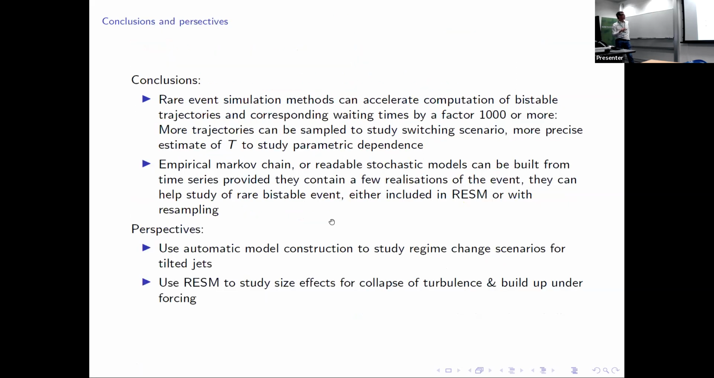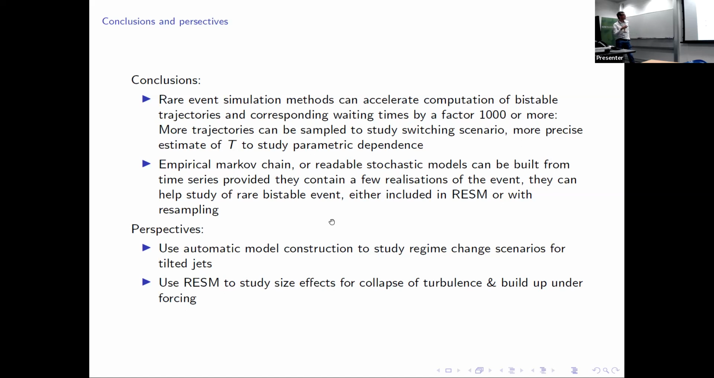So first, to say that rare event simulation methods can be used to quite drastically accelerate the computation of bistable trajectories in turbulent flows. So for the plane flow problem, I said that I have an acceleration of a factor of 10,000. That's because for the rarest event I've looked at, there was a ratio of 10,000 between the cost of AMS and DNS. But if I had looked at an even rarer event, I would have had an even larger acceleration factor.